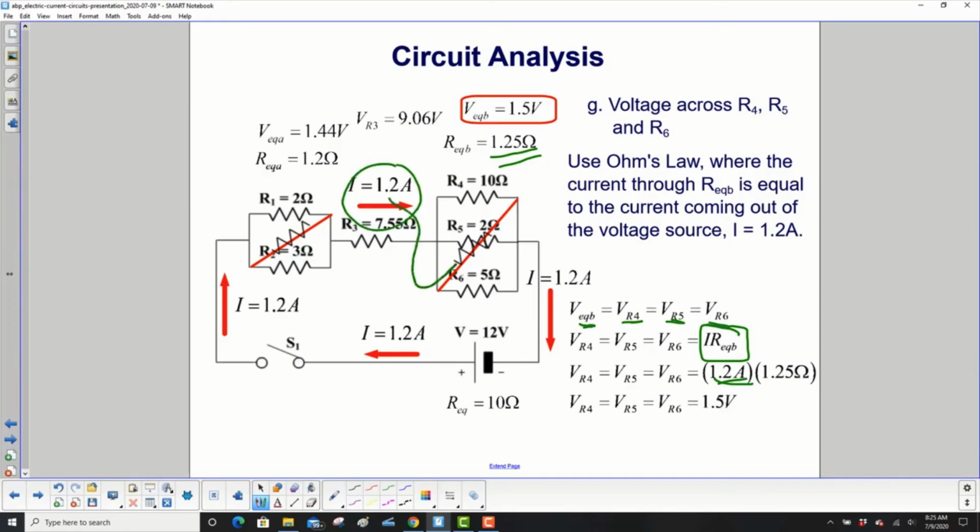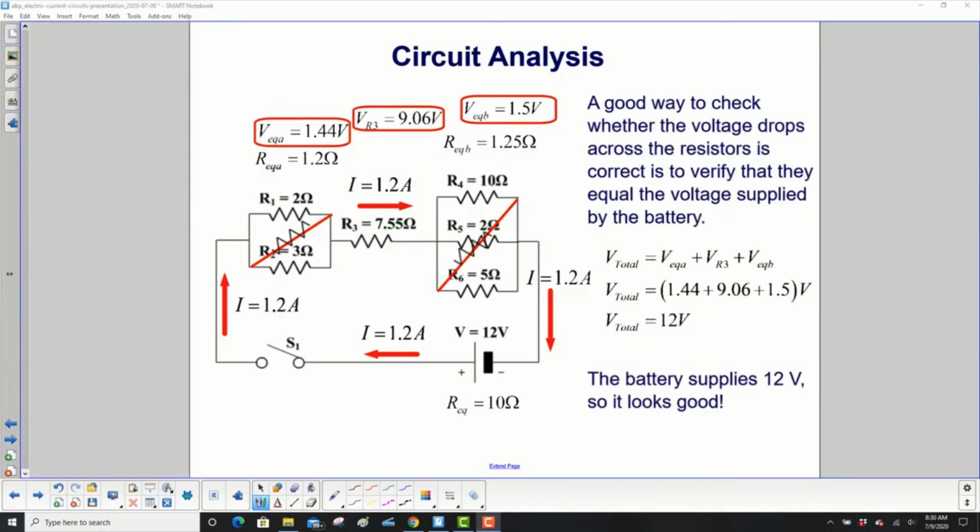See, that's where this diagonal would be helpful. Some people like doing that. I actually don't, but I've seen it done. The equivalent resistance is 1.25 ohms, and we find the voltage drop is 1.5 volts.